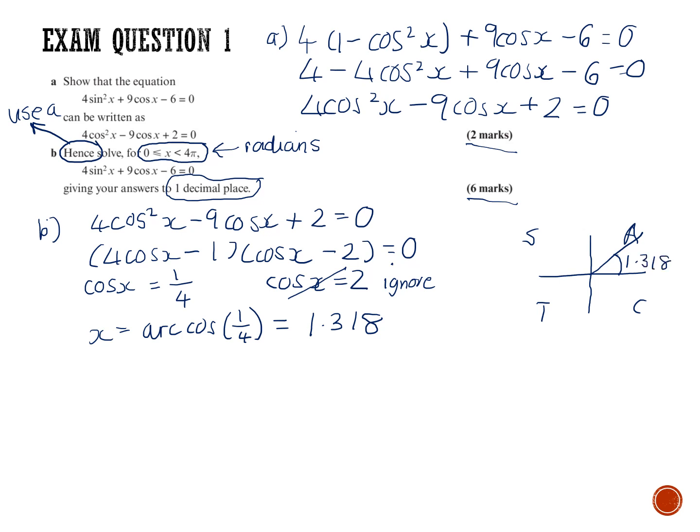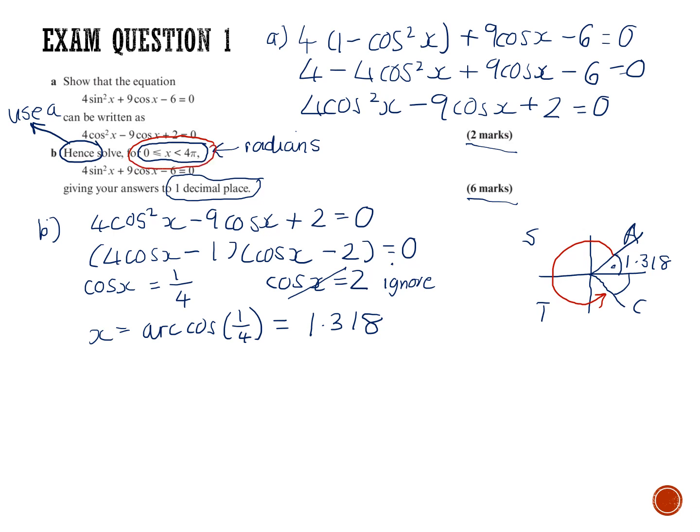Okay, so what we're looking for is which other quadrant is cos positive, because remember you're doing arc cos of plus 1/4. So the other quadrant is that one. Remember that angle there is the same size as that angle there. So the second answer we're going to get, remember from our last lesson, we read this all the way around like that because the values we're looking for are all positive.